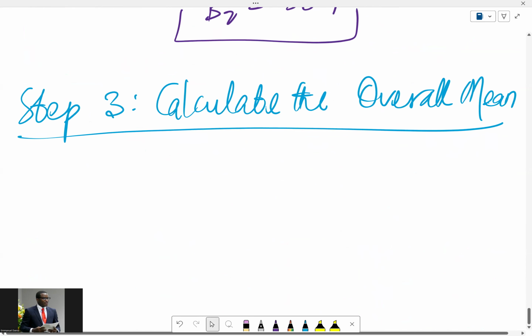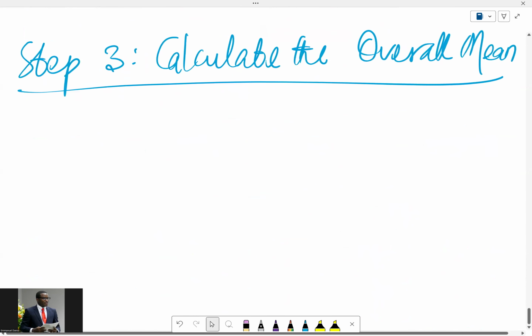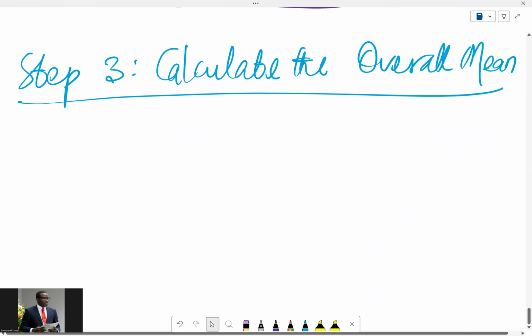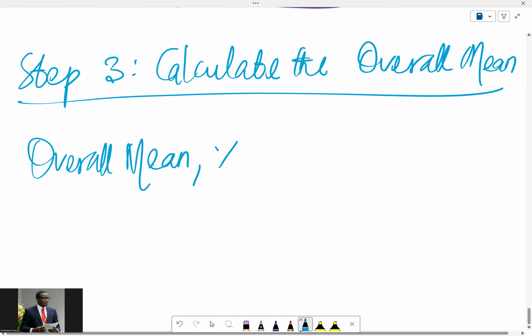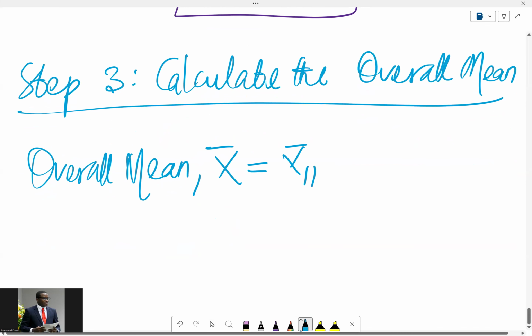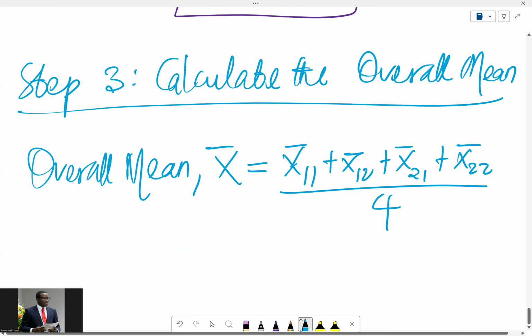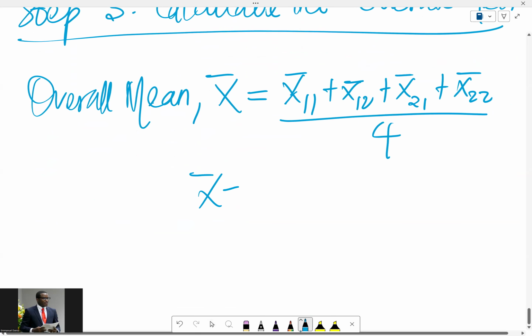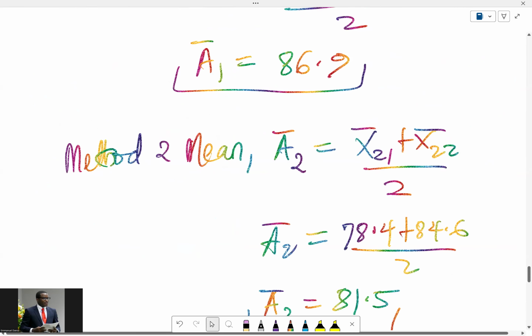So normally you add up all the numbers. To find the overall mean, add all scores and divide by the total number of observations. Or the other thing you can do is, let me say overall mean, which we can simply say X bar, is X11 bar plus X12 bar plus X21 bar plus X22 bar, all divided by 4.